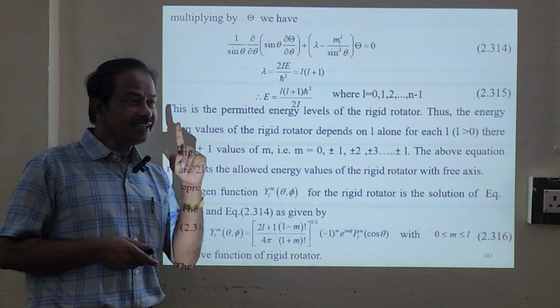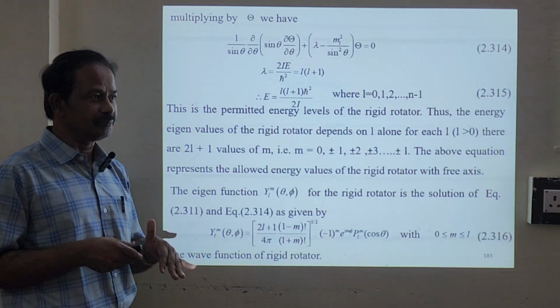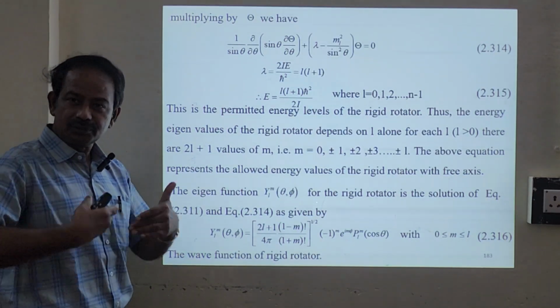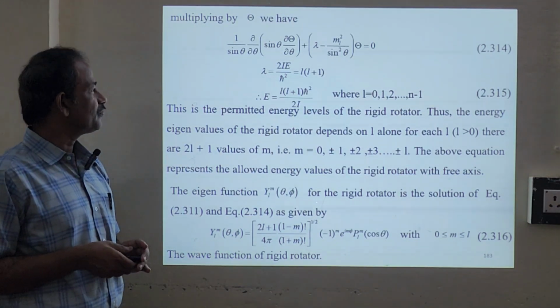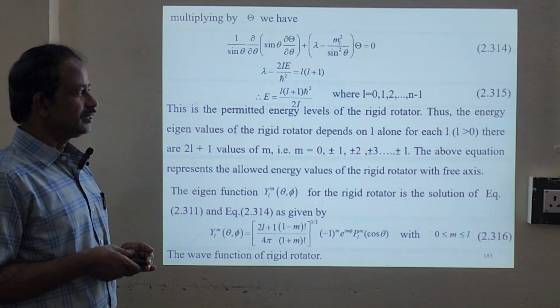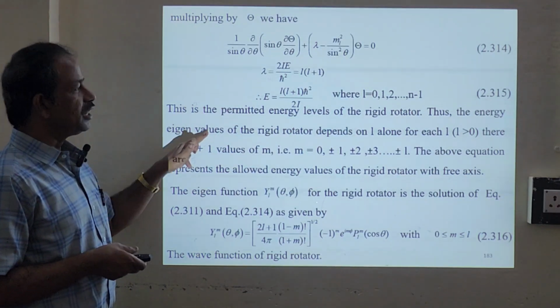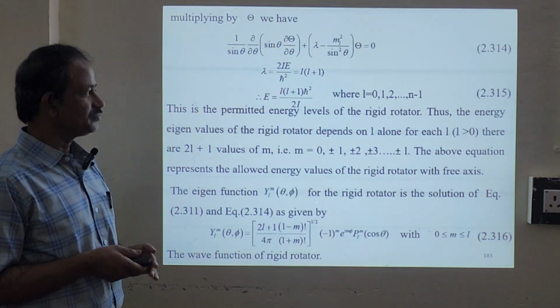Suppose L equals 0, E will be 0. Here also L equals 0, E will be 0. L equals 1, L equals 2, we have all discrete values. So it's also quantized. This is the permitted energy levels of the rigid rotator. Thus the energy eigenvalues of the rigid rotator depend on L alone.